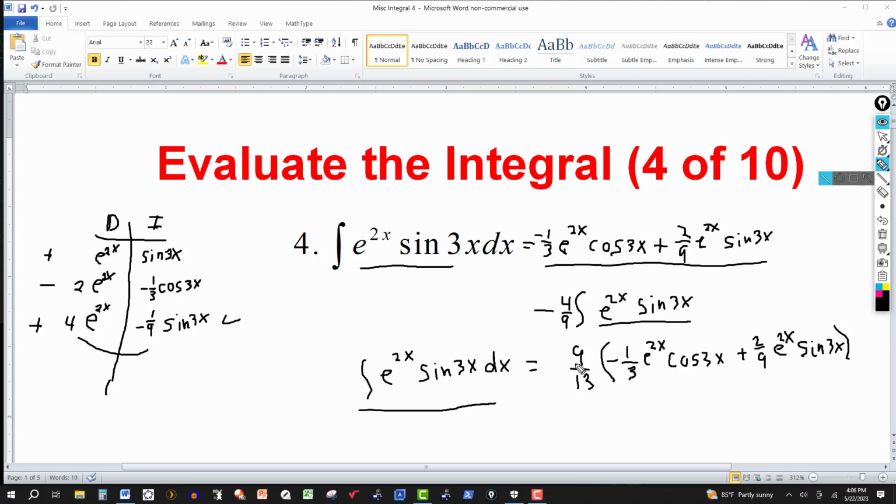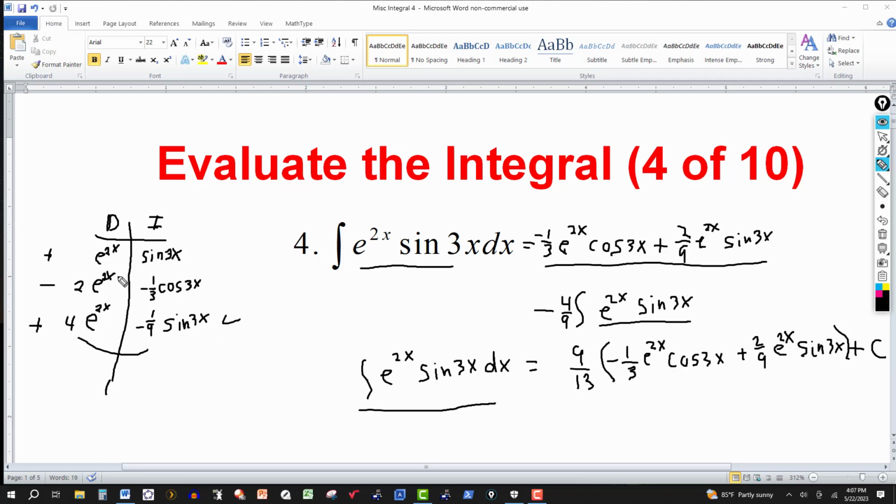So basically, I can multiply here by 9/13, multiply 9/13 times minus 1/3, reduce it, and multiply the next term here by 9/13. The 9 will cancel, but I'm going to leave it like that. You can simplify if you want, and this is your constant of integration, and that's your solution.